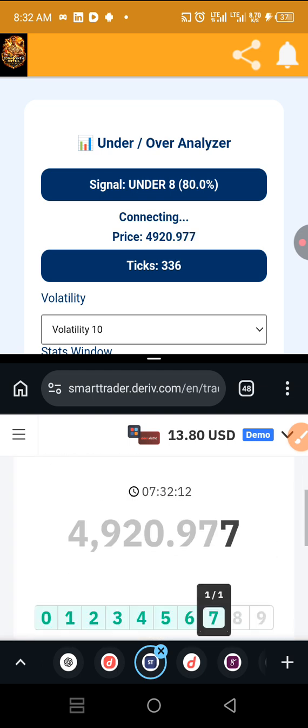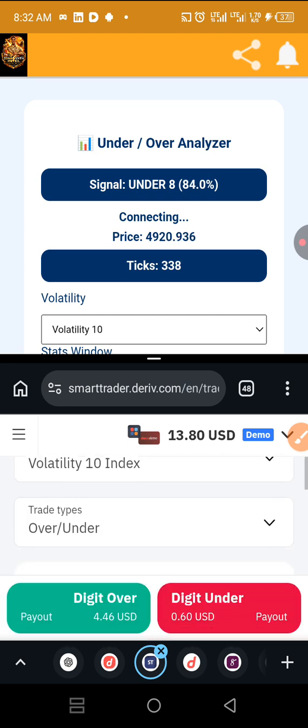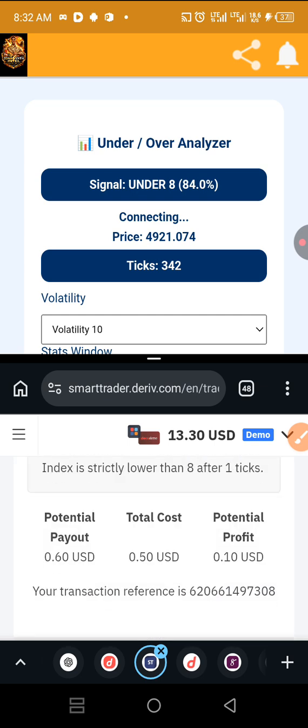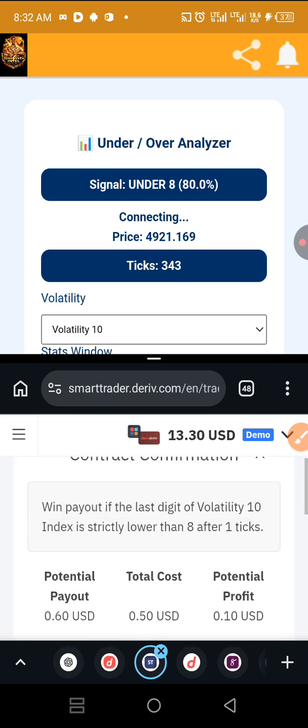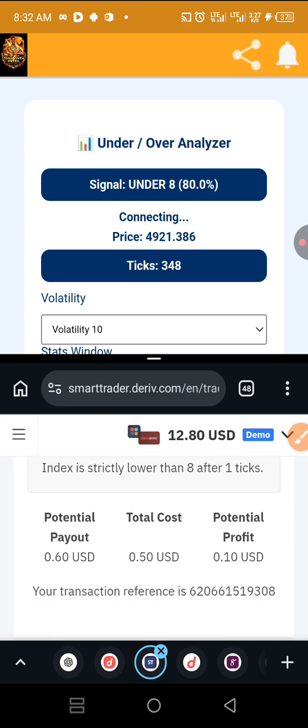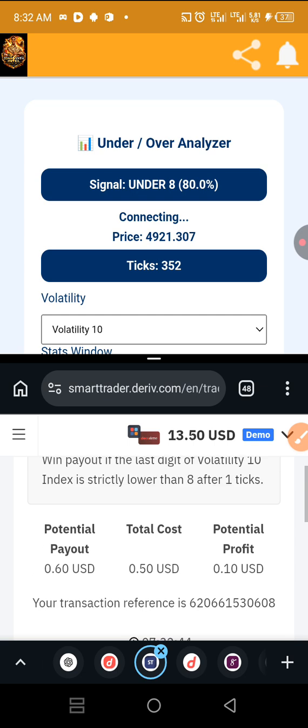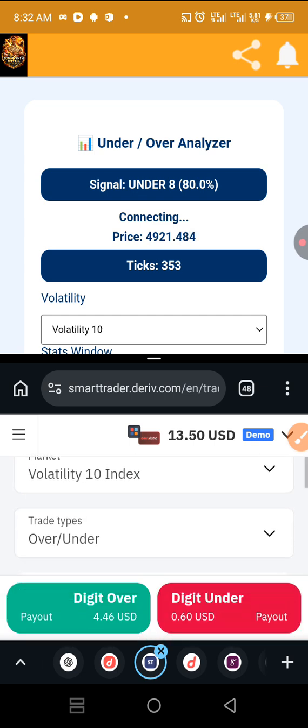8 to 6 is wrong. 8 to 6 is wrong. Don't forget, for under, your entry is when it moves to lower number, which is from 0 to 4. So 9, 4. Then you enter. This is actual loss. So we have 9, 7. You wait again. 8 to 9. 9, 6. This is wrong. It's wrong. But it's a win. Don't forget, it's better you made a loss doing the right thing than you make a win doing the wrong thing.